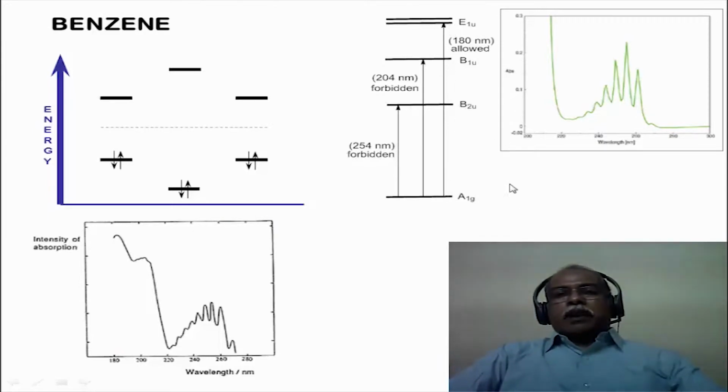pi system. All of them correspond to pi to pi star transitions. Some of them are symmetry forbidden and some of them are allowed. The 180 nanometer band is the most intense transition, which is a symmetry allowed transition, whereas the 204 nanometer and 254 nanometer bands are forbidden in nature. The forbiddenness essentially causes the decrease in the intensity of that particular transition in the benzenoid compounds.